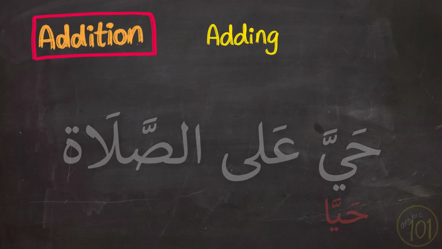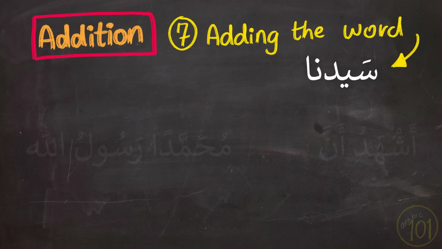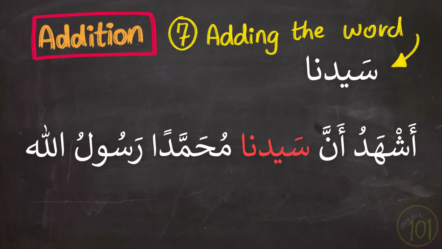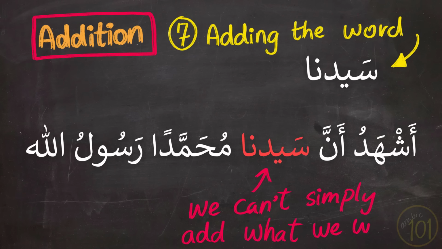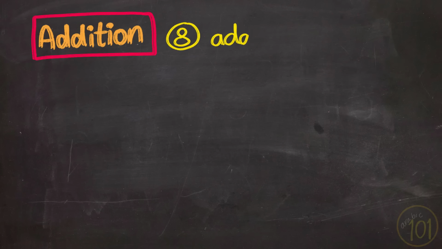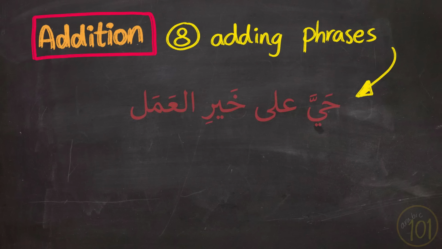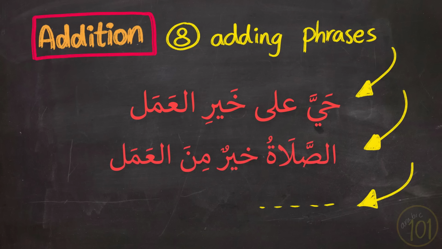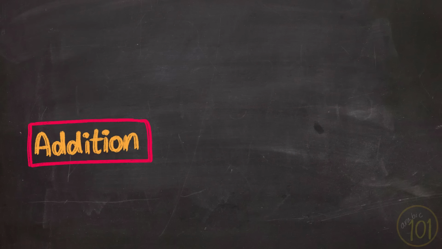Another wrong addition is of the word sayyidana to the second shahada and saying Ashhadu anna sayyidana Muhammad. While the intention is good in respecting the Prophet, peace be upon him, it is not up to us to add words into the adhan as we see fit. Similarly, adding entire phrases like Hayya ala khayr al-amal or As-salatu khayrun min al-amal or any kind of these lines, no matter how beautiful you might think it is, is haram and must not be made. So these are the most common and important additions that should be avoided.